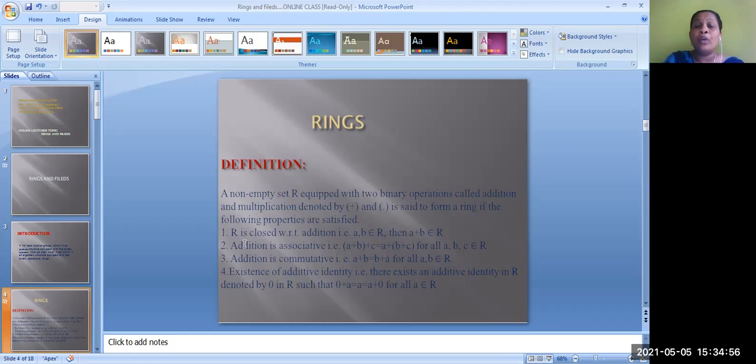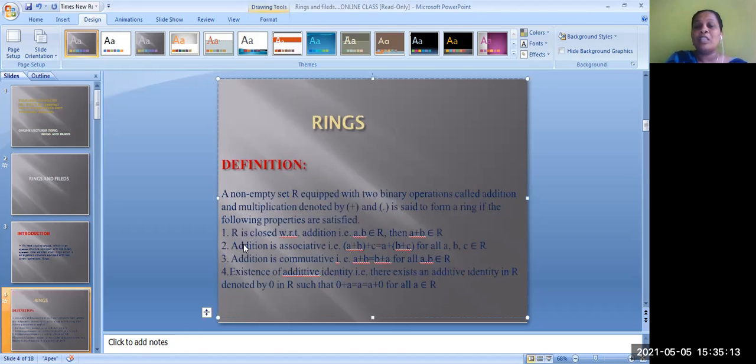Next, we are going to satisfy the commutative law. To satisfy the commutative law, we need two elements, a, b. The commutative law is a plus b equals b plus a, for all a, b, whichever elements we are taking, belonging to R.